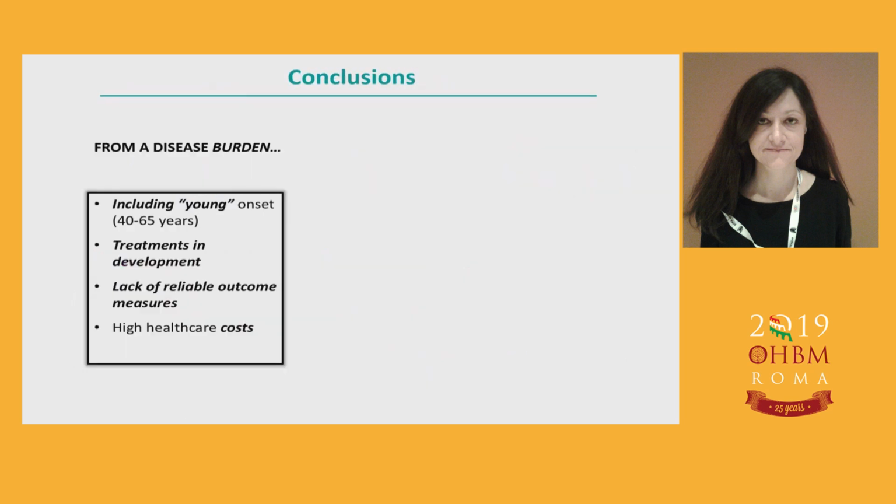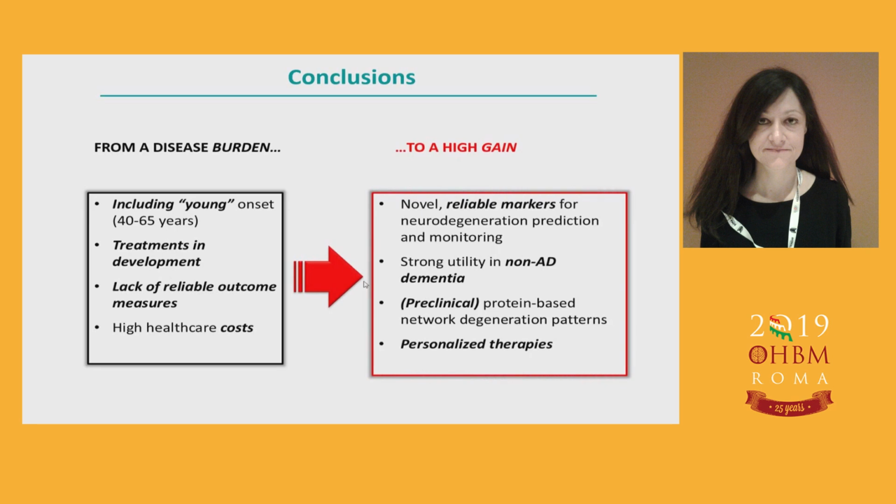So in conclusion, I showed you some examples in conditions that have a high disease burden. They can include young onset patients, and treatments are still in development. We don't have reliable outcome measures, and so the high healthcare costs are obvious in these conditions. I tried to show you that MR can be used to provide reliable markers for neurodegeneration, not only to make the right diagnosis, but also to predict and monitor the conditions.